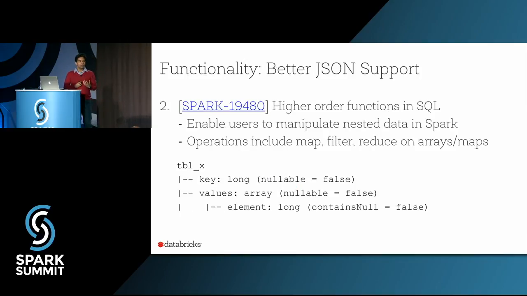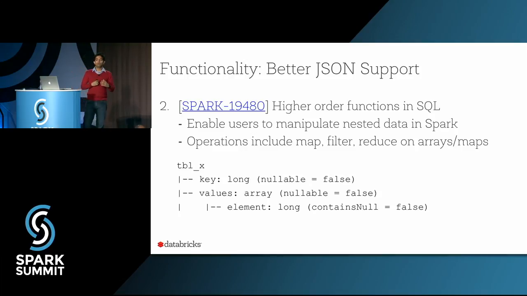Next, we are also investing a lot of time and energy in supporting higher order functions in Spark SQL for manipulating deeply nested data. In this case, you can have operations like map, filter, reduce on complex data types. You can think of arrays and maps that can be manipulated in SQL or data frames. As an example, consider a table in which you have a key that's a long type and values, which is an array of longs.